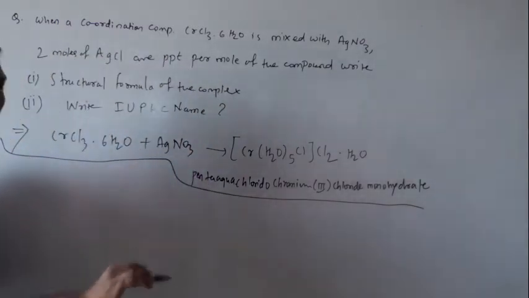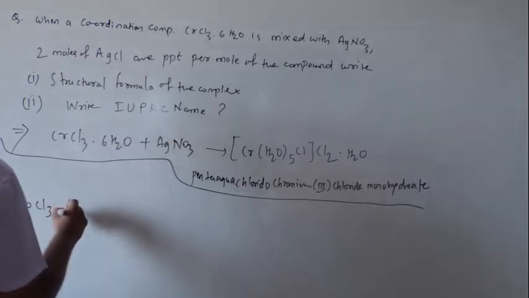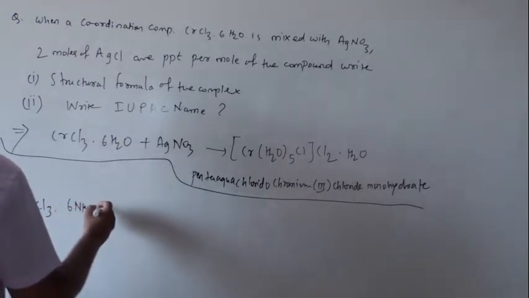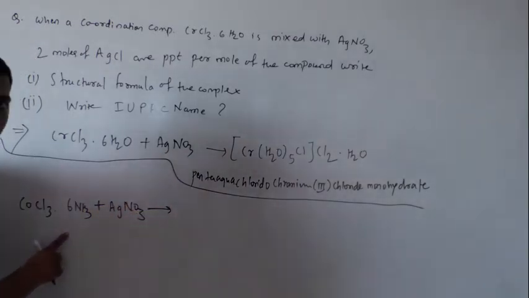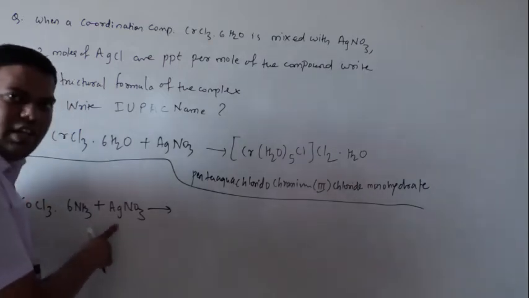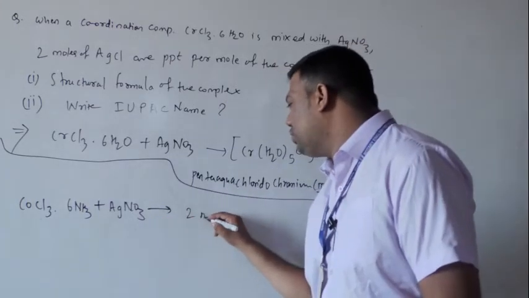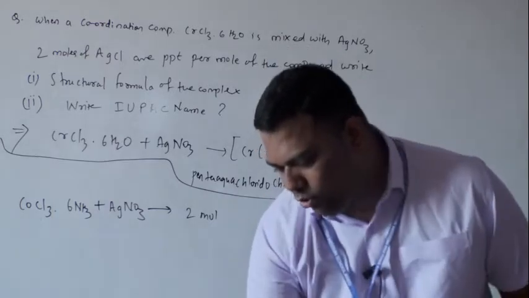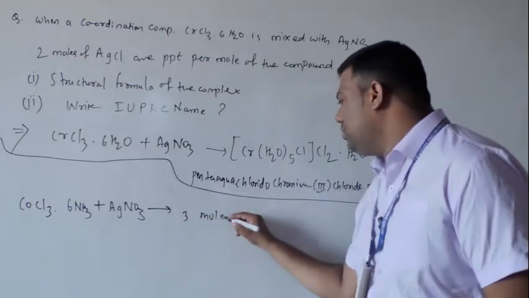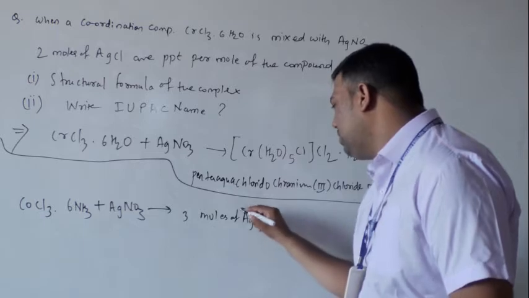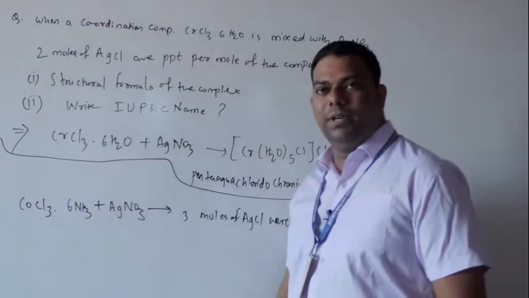Another question I will write immediately. Suppose they gave it like this: CoCl3.6NH3 plus AgNO3. When this coordination compound is mixed with AgNO3, what will happen? They are giving how many? Yes, 2 moles. Suppose they give here, not 2 moles, sorry, suppose they give 3 moles of AgCl were precipitated. Then what will happen here?